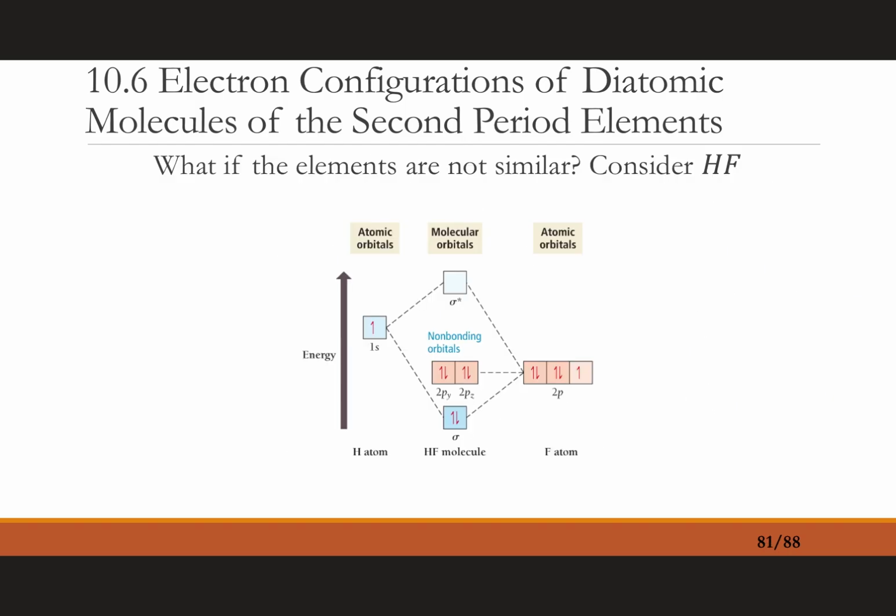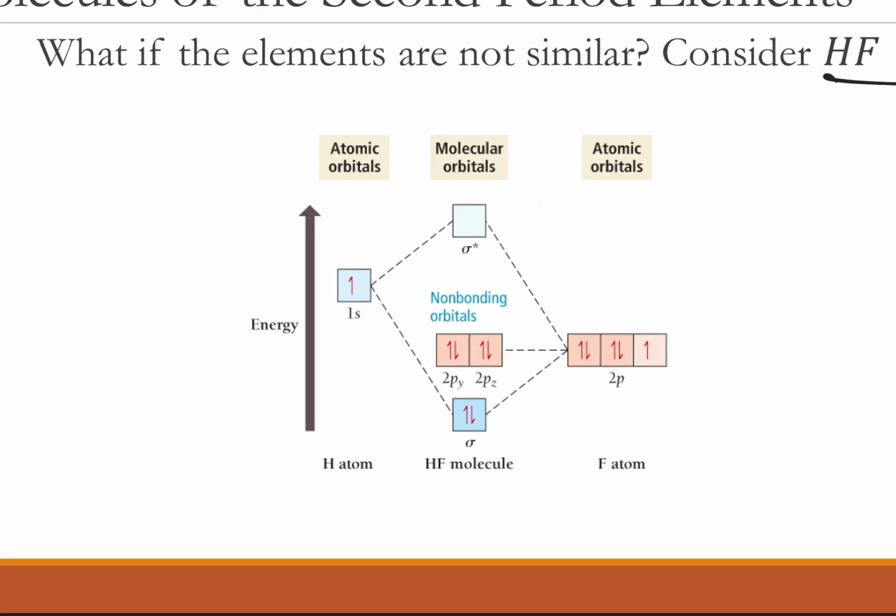All right, next, what if the elements are not similar? This would be a heteronuclear diatomic molecule, HF. Heteronuclear, again, meaning there's different nuclei, in other words, different elements, and it's diatomic. There's 2 atoms in the molecule. If you look closely at this, we have the hydrogen atom on the left, the fluorine atom on the right. Hydrogen has an electron configuration of 1s1. Fluorine is 1s2, 2s2, 2p5.